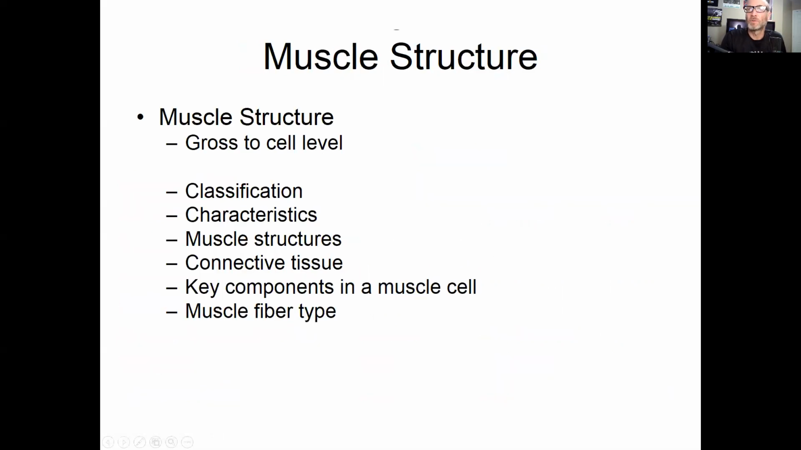All right, so quick summary: muscle structure. You should know your gross anatomy down to your cell level, classification of types of cells, characteristics of a muscle, muscle structures, the connective tissue issue, key components within a muscle cell, and a little bit about muscle fiber. All right, that's this part of chapter 1 of Tim Noakes' book.